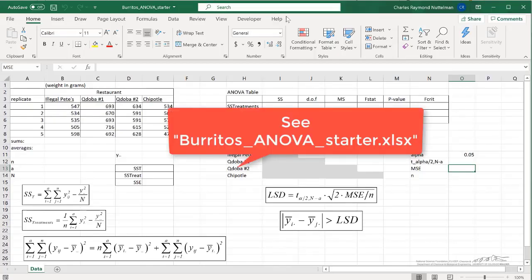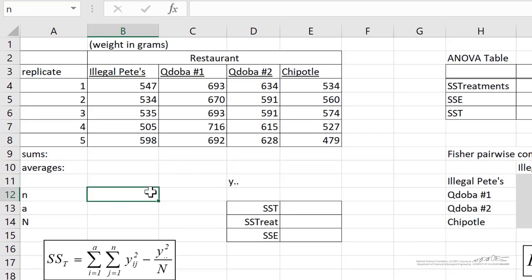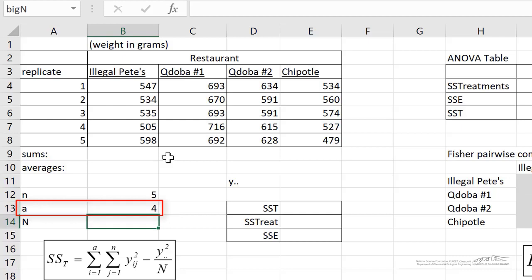I've got this starter file called Burritos ANOVA Starter. I've got different cells named. I've got our formulas here. So we've got our replicates and our different treatment groups. Let's first calculate little n. Little n is the number of replicates. We have 5 replicates. A is the number of treatments. We have 4 treatments. That's just the number of restaurants.